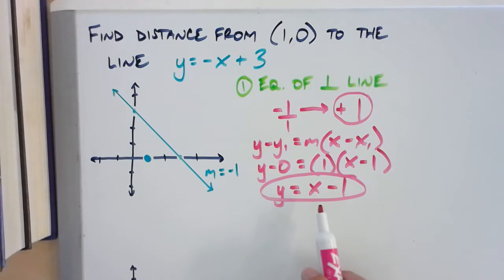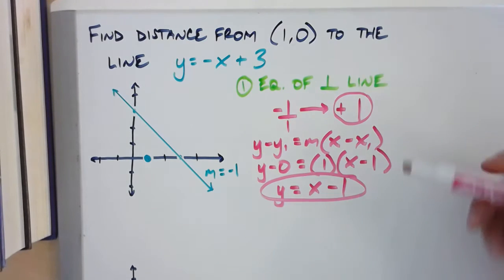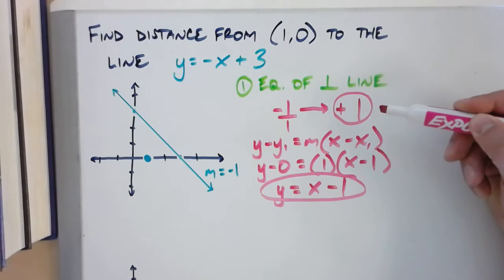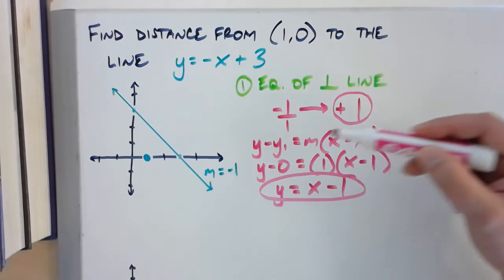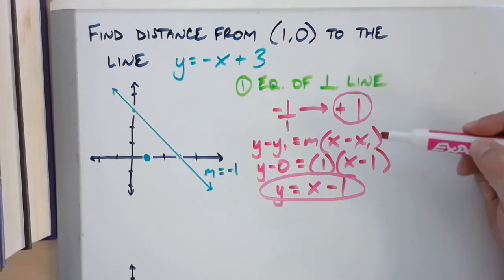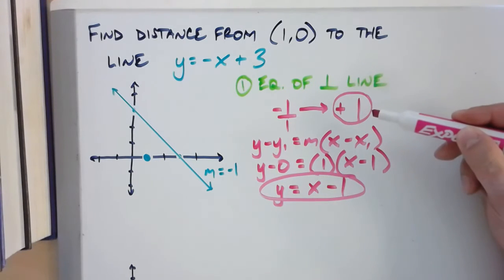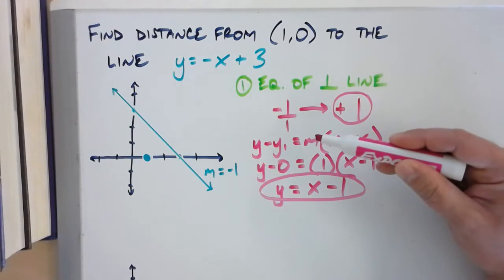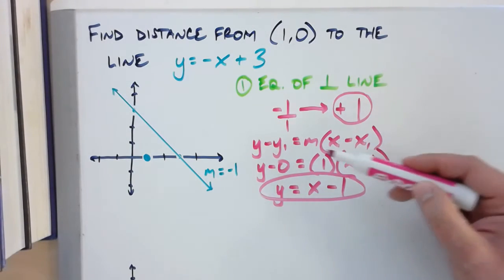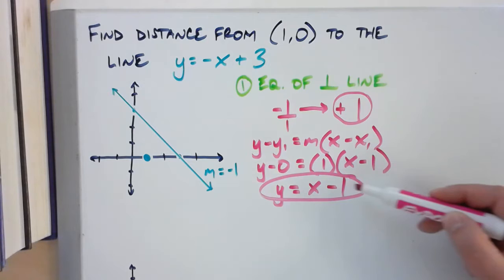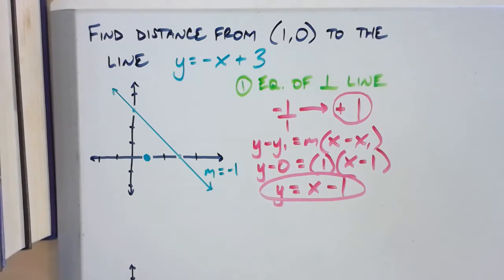So step 1, find the equation of the perpendicular line. How do I do that? Start by finding the slope of my perpendicular line. That's the conversion from the slope of the given line I'm measuring against. Then I can use point slope form. Now that I have that slope, that m, I can plug in the given point that I'm connecting to it into this equation to find the equation of my perpendicular line. Step 1, done.